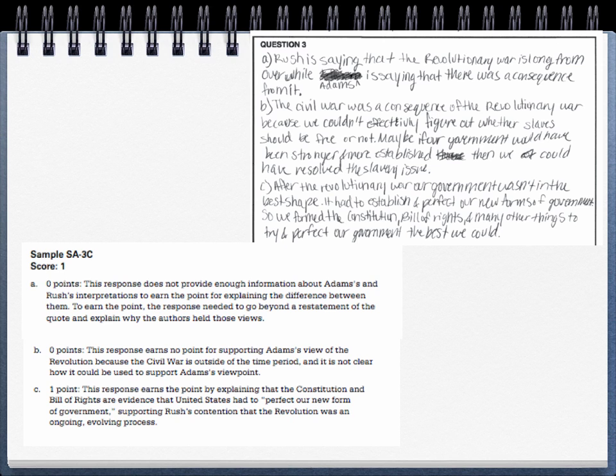In Part B, you can see that the writer seems to get out of the time period, mentioning the Civil War, so this writer did not earn any points for Part B. And then in Part C, the writer did earn 1 point by referring to the evidence of the Bill of Rights and the Constitution as evidence of how the United States still had to put the ideals of the Revolution in place.